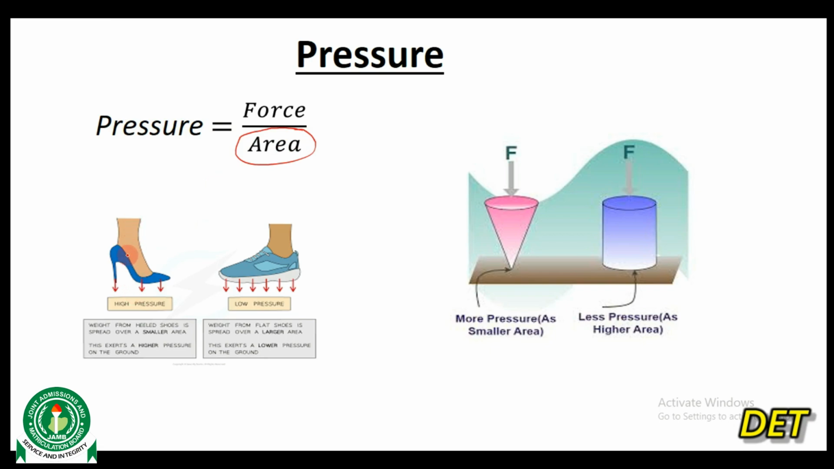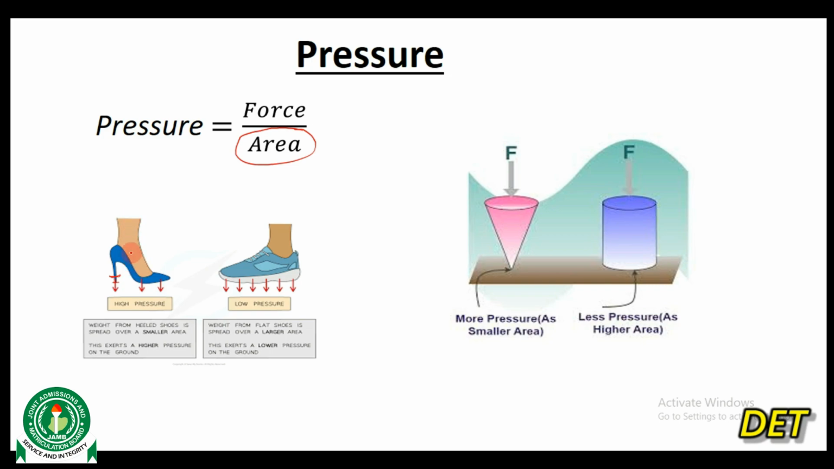If we look at this shoe, for instance, it has a very small area here. The area of this pointed part that is touching the ground is very small, so it is going to exert more pressure on the ground. And this is a larger surface area, so the pressure here is going to be less. Then this is a flat sole, so the pressure here is also going to be lesser.